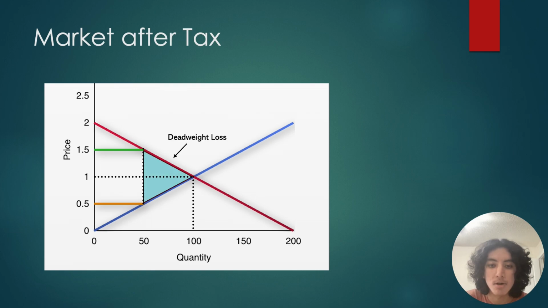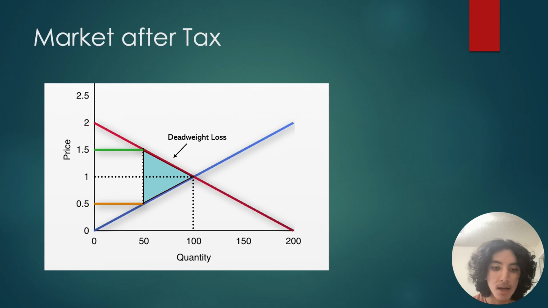And this is where the concept of deadweight loss comes in. So as you can see on the graph, the blue triangle is what represents the deadweight loss. And this is basically the amount of transactions that could have taken place between the buyers and the sellers that could have benefited both of them. But these transactions are no longer taking place because taxes have been imposed.